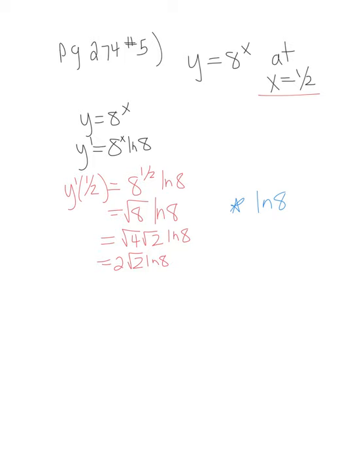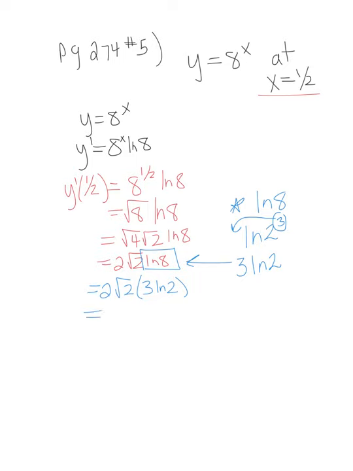Ln 8 is the same as ln of 2 to the power of 3. And at this point, I can take this exponent and bring it down to the front. So this is the same as 3 ln 2. So I can replace this ln 8 with 3 ln 2. So I'm able to get 2 times root 2 times 3 ln of 2. And this can reduce to, I can do the 2 times the 3, so 6 root 2 ln of 2.